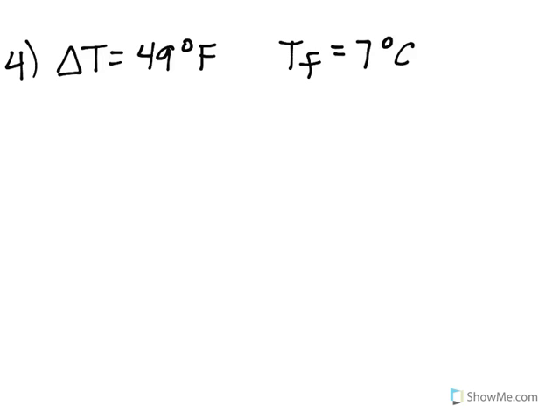Number 4 has to do with temperature change, so it involves a little more thought than just converting blindly. So it tells me my temperature difference is 49 degrees Fahrenheit, but my final temperature is 7 degrees Celsius. And I want to know what were the initial and final temperatures in Fahrenheit, and then what was the temperature in degrees Celsius before the temperature increase, or basically what was the initial temperature in Celsius.